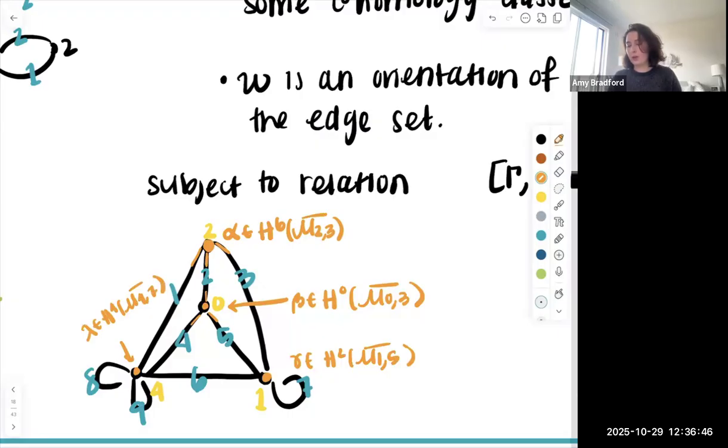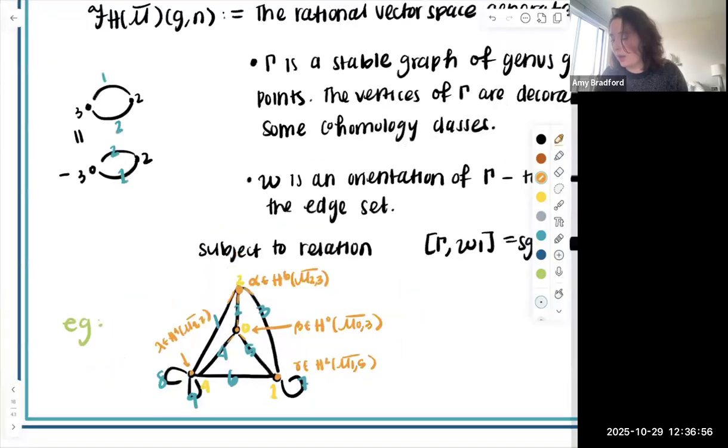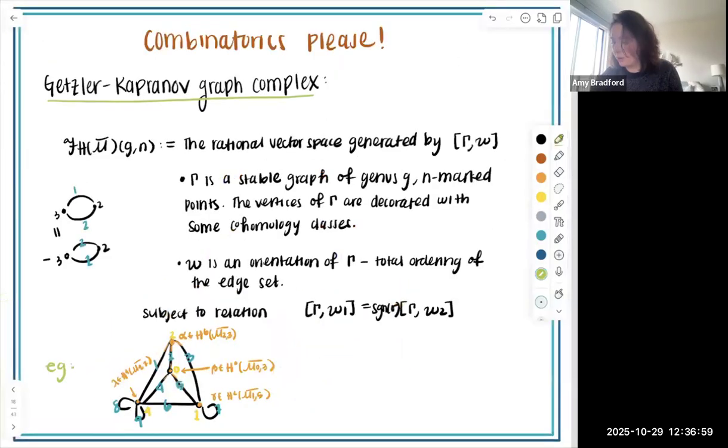So formally, all we're doing is we're taking one of these graphs and attaching a cohomology class to each of the vertices. That's really all that I'm doing right now. And let me make a note, which is very useful when we're using this sort of graph complex perspective.